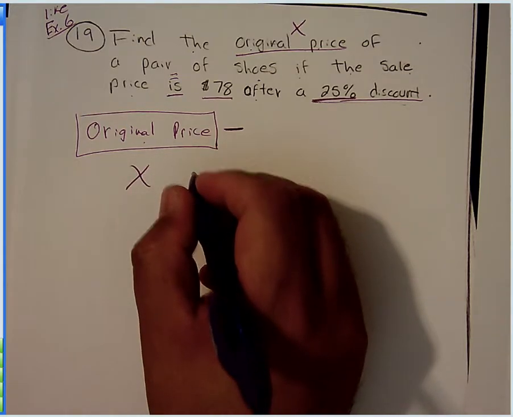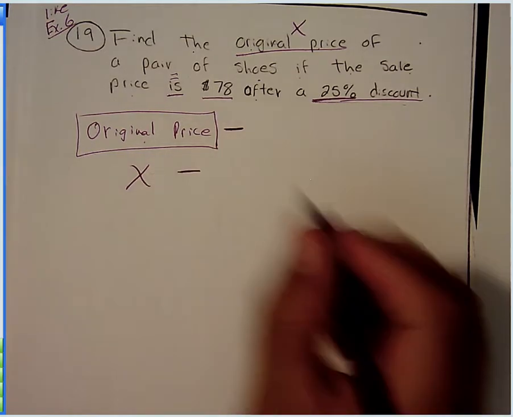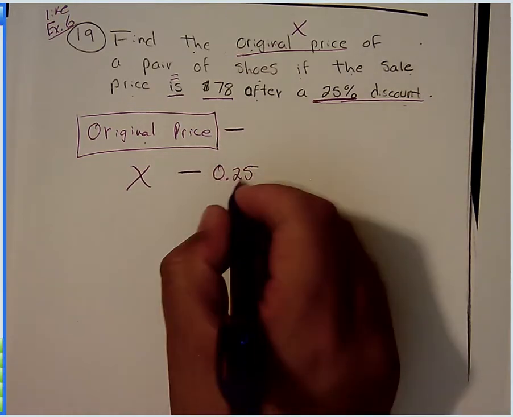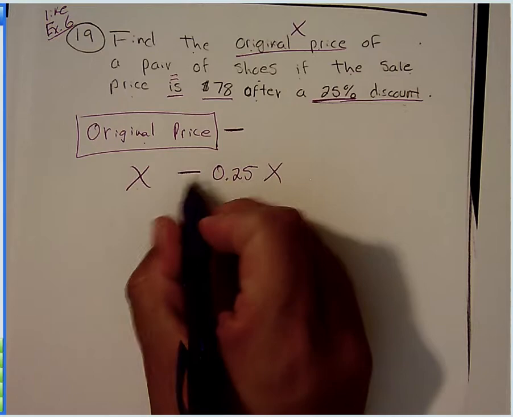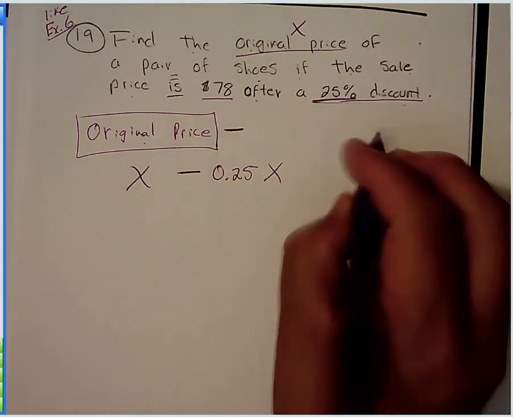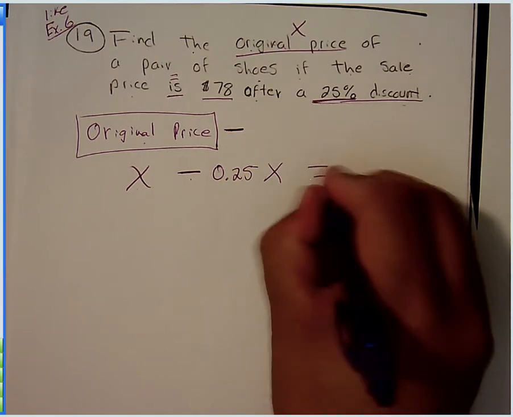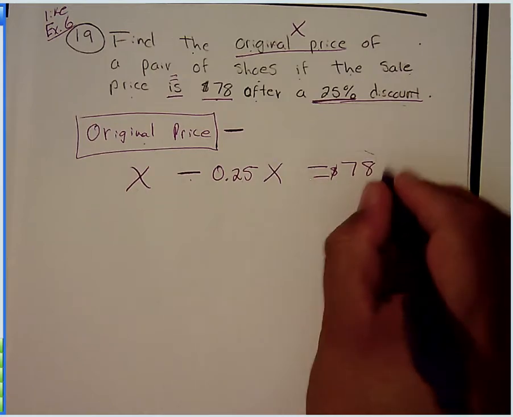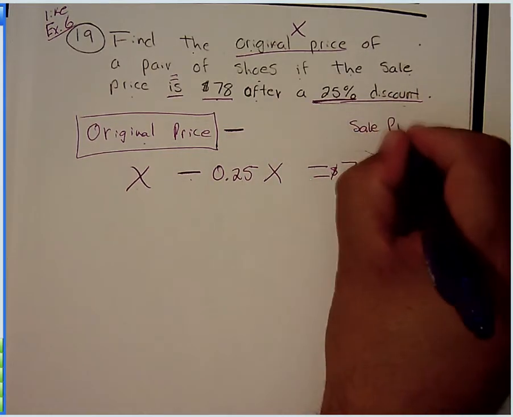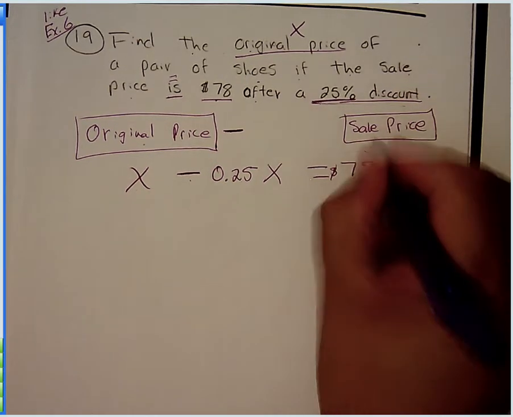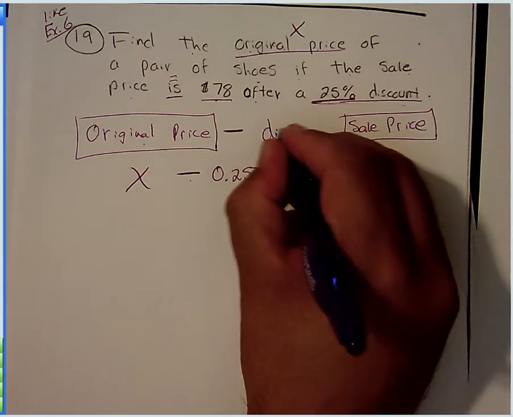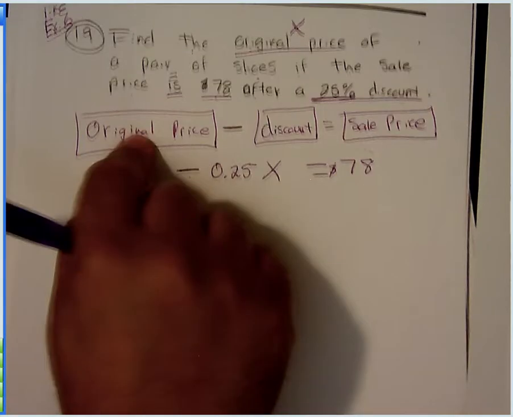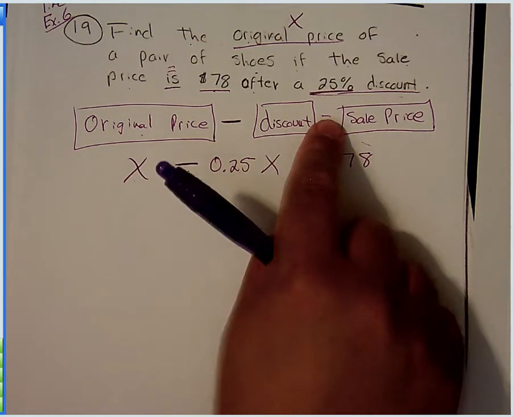So discount meaning we're gonna take away, because that price is going down. Sale means that you're gonna pay less. So minus 0.25 of the x, but in this case we're taking away. In the other one we were adding. So minus, and it has to equal the $78. Again, this is the sale price. They gave us the sale price, and this is the discount. So we get the original minus the discount, which is equal to that sale price.